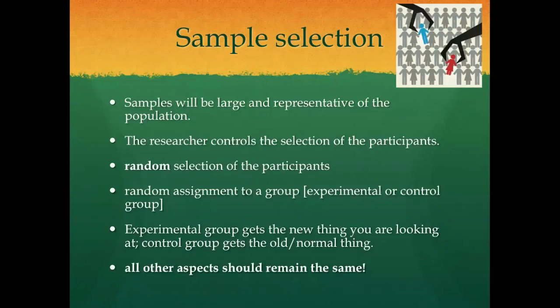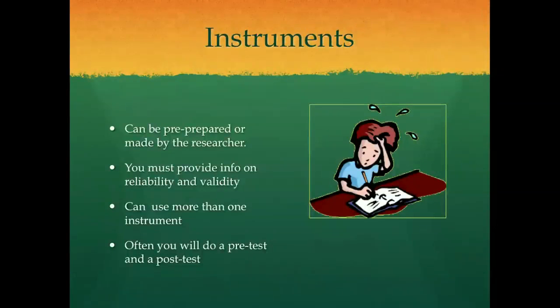For your instruments, they can be pre-prepared off the internet, or they can be made by the researcher. You have to provide information on the reliability and the validity. So this could come from the book on measurements, or you could do your own t-test or p-test for reliability and validity. You can use more than one instrument, and often in this research, you will do a pre-test and a post-test. Your strategy or your design will be like a standard scientific experiment.